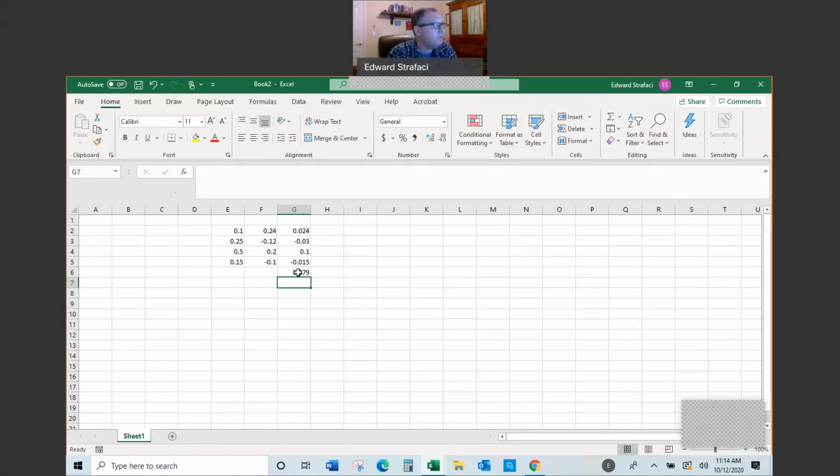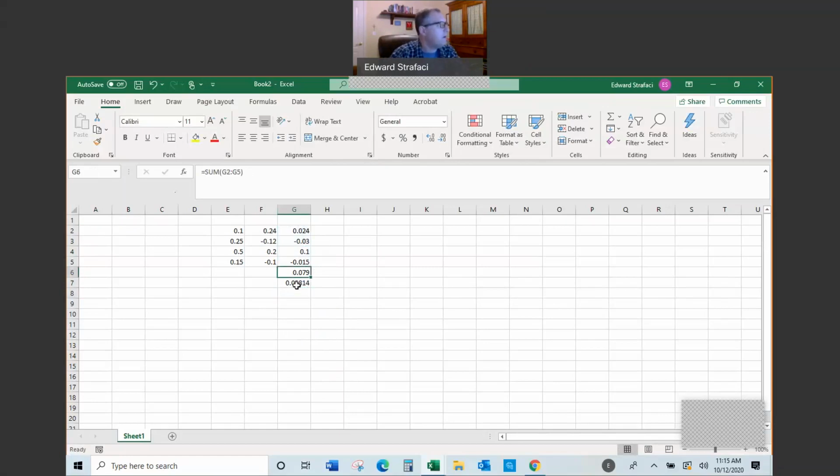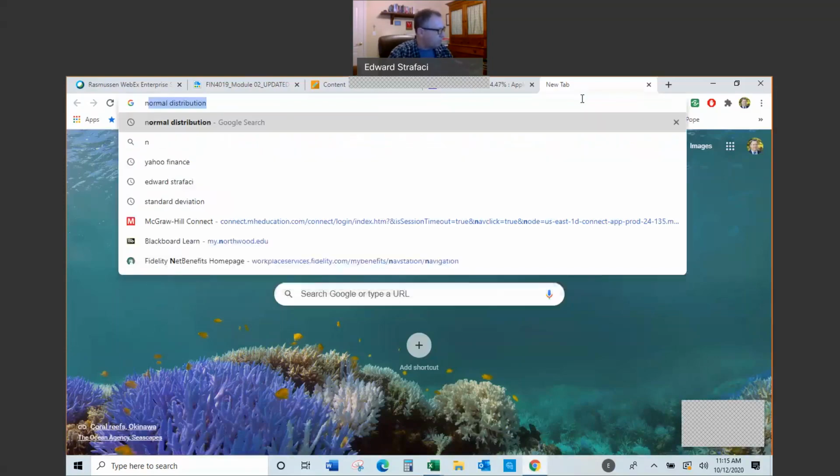And once I figure out what the standard deviation of these returns is, I come up with a way to measure risk. So if 7.9% is my average return and based on a probability distribution, I know that my standard deviation is going to be 5.8%. So what does that do for me? It allows me to put this in a normal distribution.